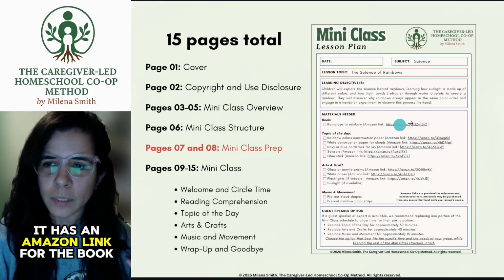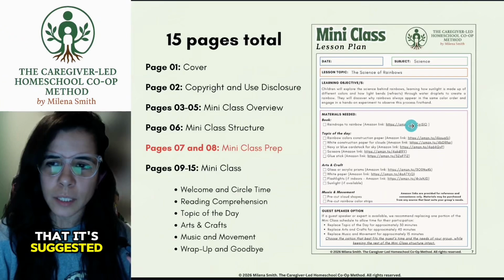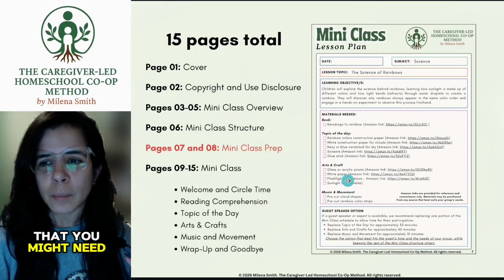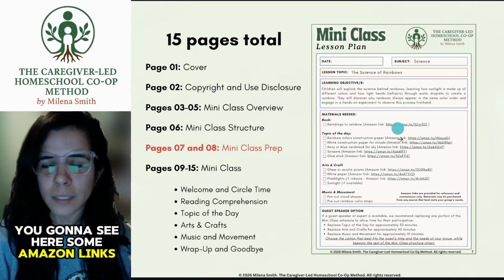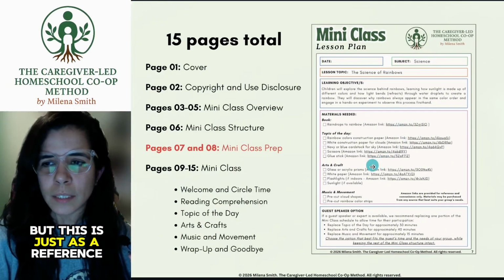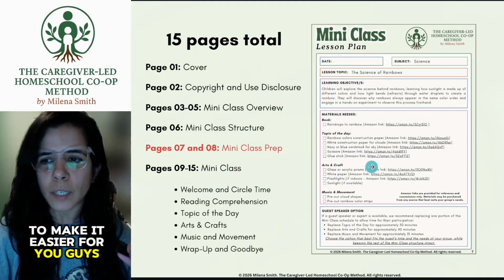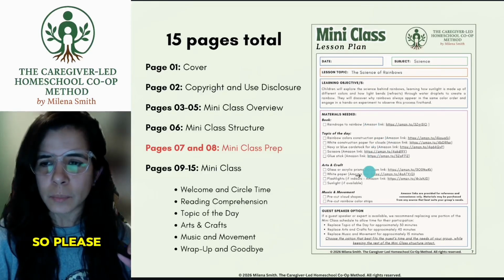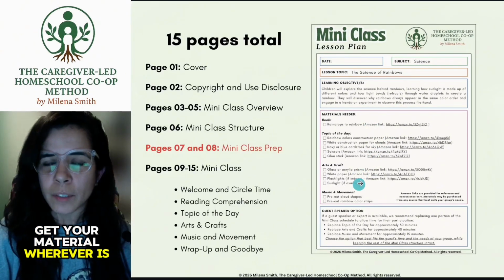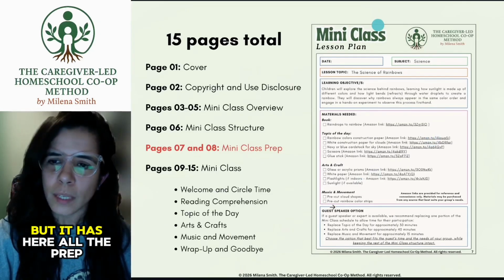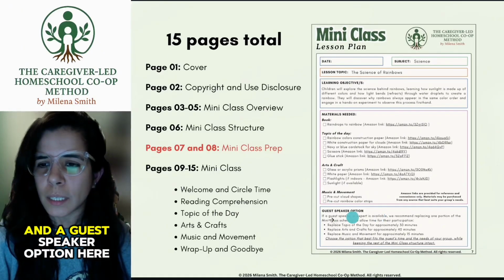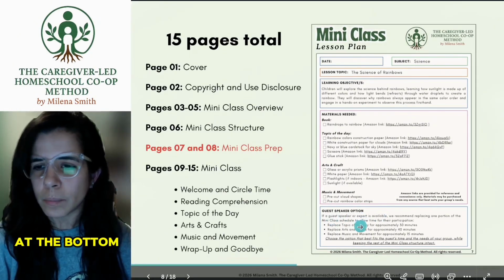So it has an Amazon link for the book that is suggested for the reading comprehension, as well as every single bit of material that you might need. You're going to see here some Amazon links, but this is just as a reference to make it easier for you. You are absolutely not obligated to follow any of those links, so please get your material wherever is more convenient for you. But it has here all the prep information and a guest speaker option here at the bottom.